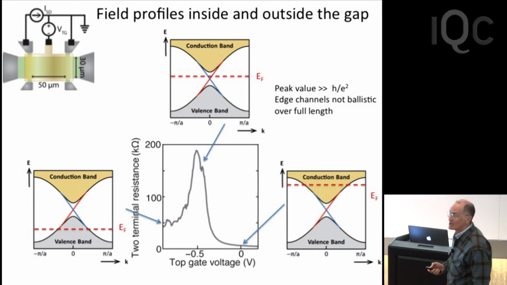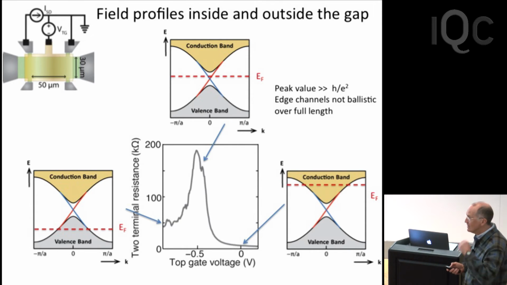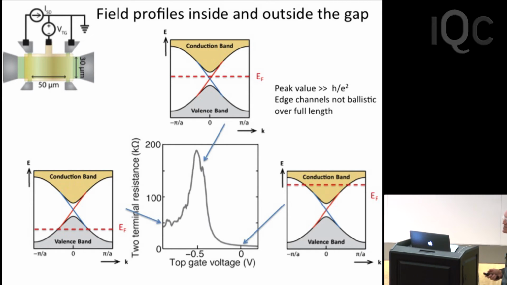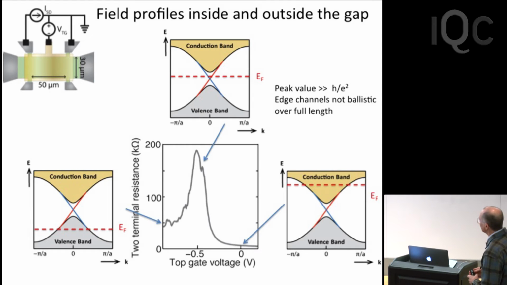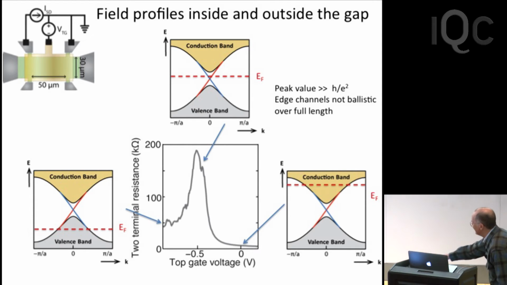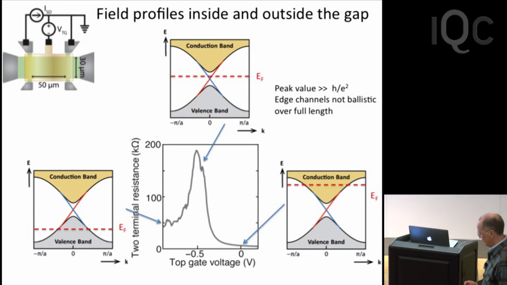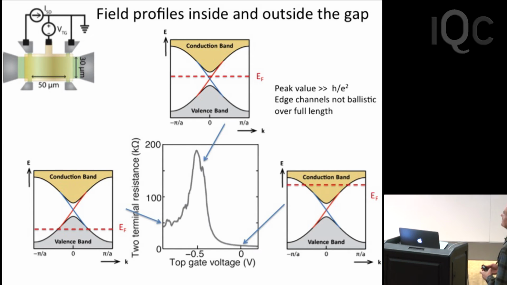These Hall-bars are long. They're about 50 microns long, longer than the mean free path of the device, so that this peak is much bigger than e squared over h, or 2e squared over h. Well, it's h over e squared, I guess, in resistance than you expect for quantized conductance. Nevertheless, the current should be going along the edges.